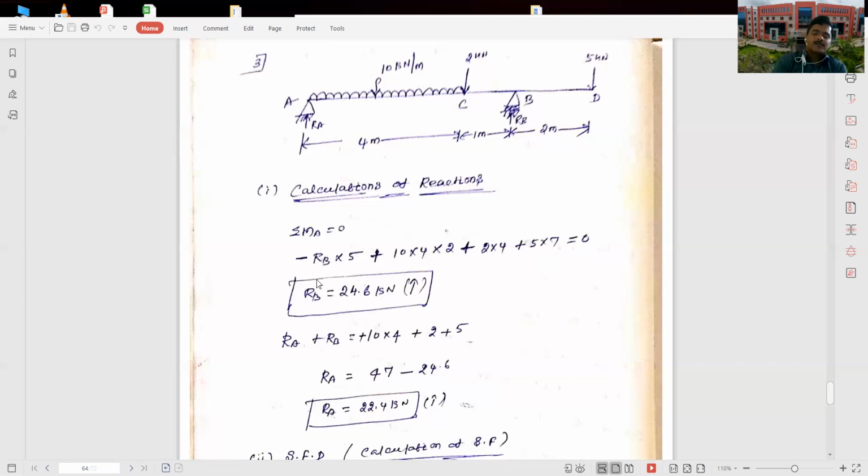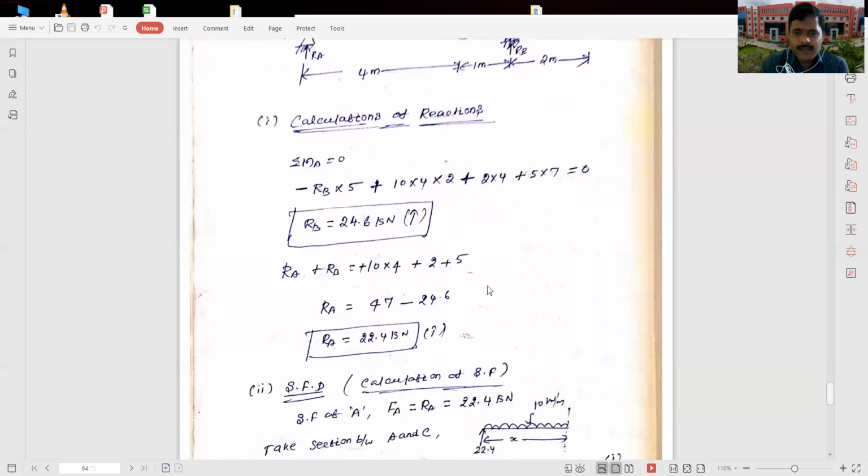Right? So sum of the moment at A is equal to 0. If you put it in, you will get the unknown value of RB. If you solve this equation, you will get RB, which is nothing but 24.6 kilonewton, positive upward force.